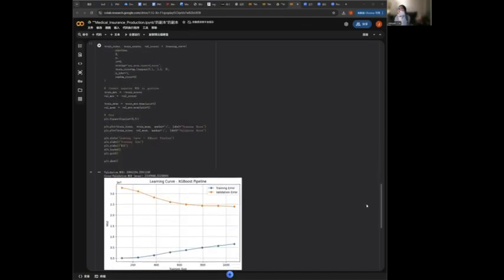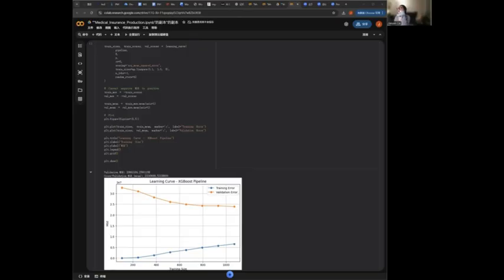Then, to further assess from the learning curve perspective, we can better understand how the model behaves as the training data size increases. As shown in the learning curve, the training error gradually increases while the validation error decreases and then stabilizes as more data is used. This pattern suggests that the model is not severely overfitting.